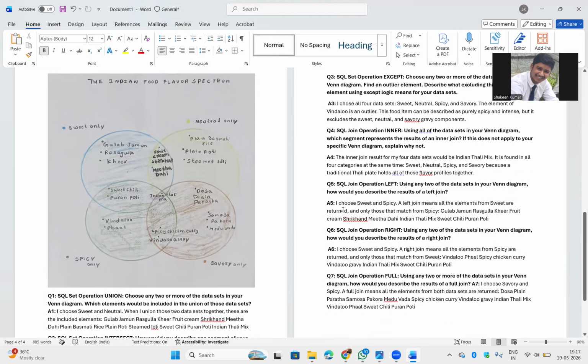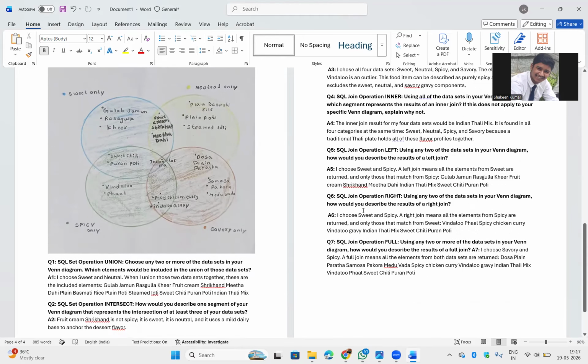And for the fifth question, for operation left, I have chosen sweet and spicy, because a left join means all the elements from sweet are returned and only those that match the spicy. So gulab jamun, rasgulla, kira fruit cream, and shrikhand, meeta and dal, Indian Thali mix, sheera, puran poli. These all come under it.